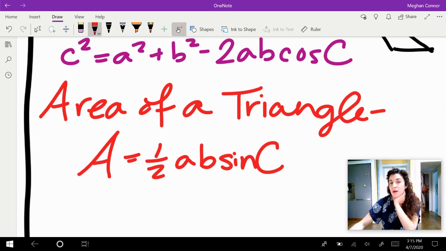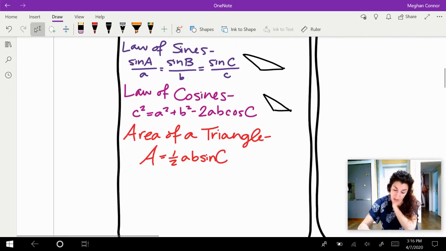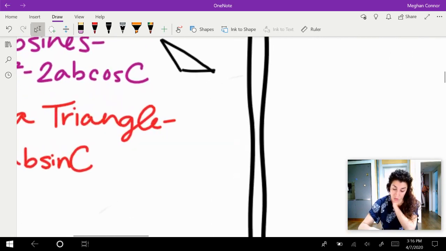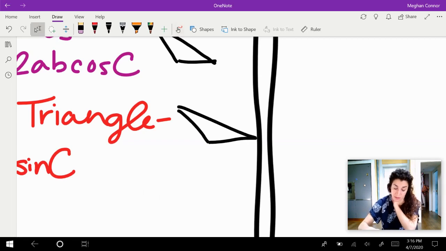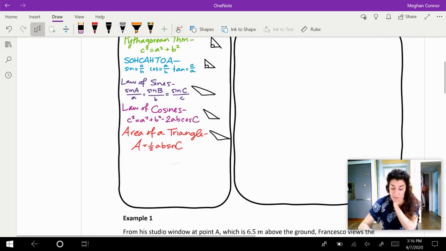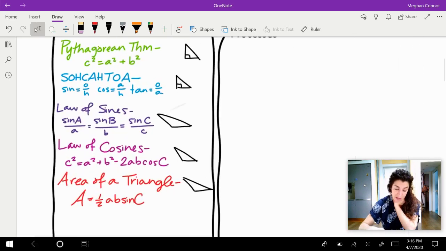So notice that if we're talking about lowercase a and lowercase b, we're talking about any two side lengths, but then uppercase C would have to be the angle between those two side lengths. Okay, that area of the triangle works for any triangle as well. So we do not specifically have to have a right angle going on here in order to be able to use that.